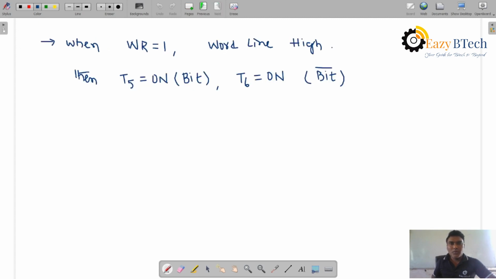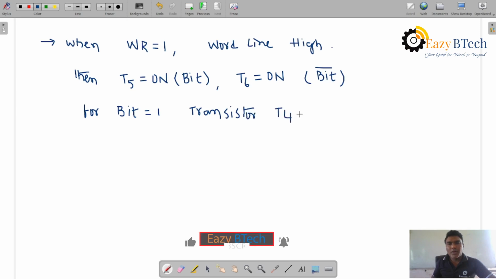Now, for bit equal to 1, transistor T4 is on. Now what is a bit complement? If you are taking the data in binary, it is 0. So bit is 1, bit complement is 0.